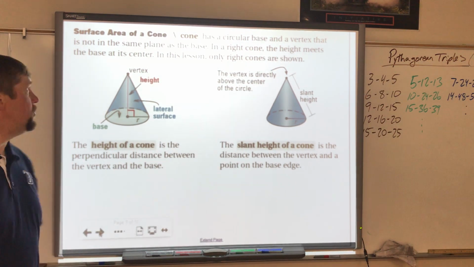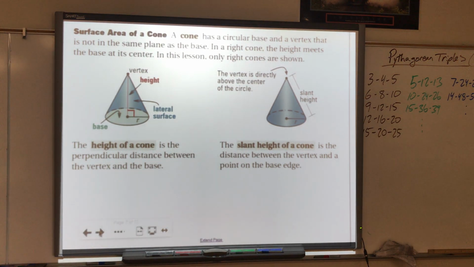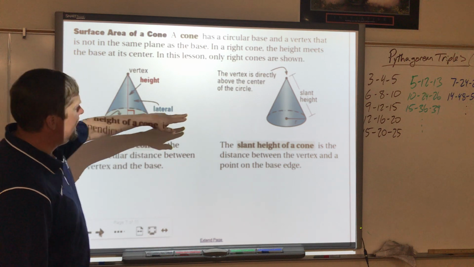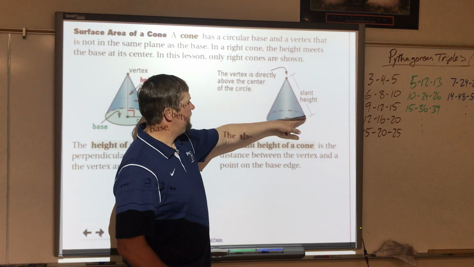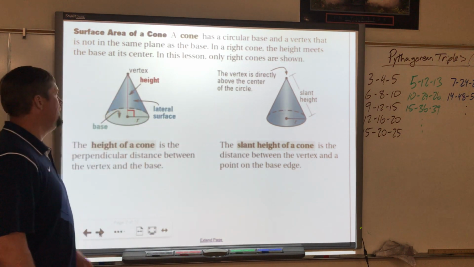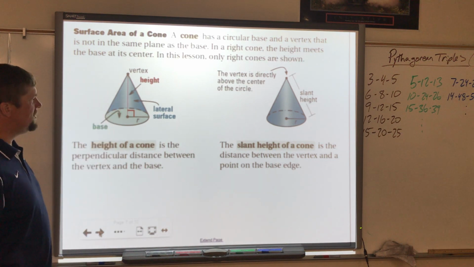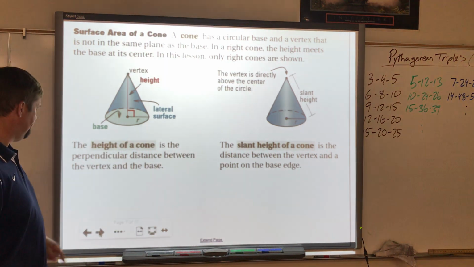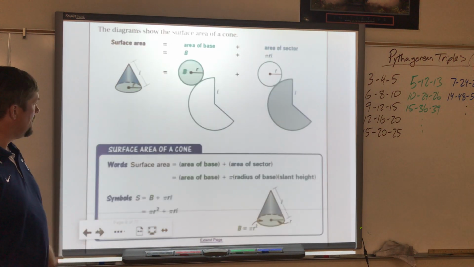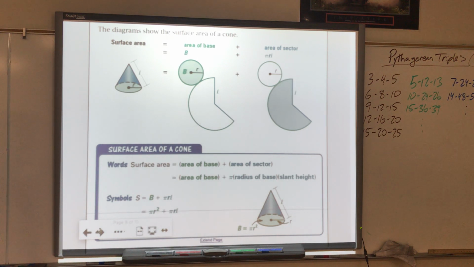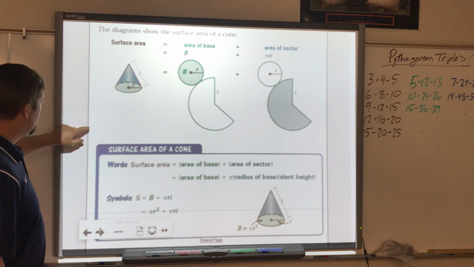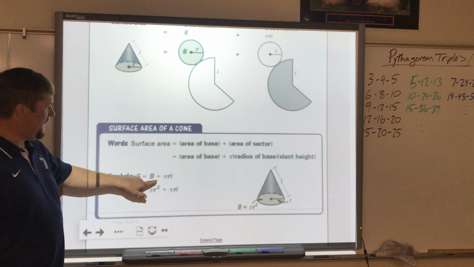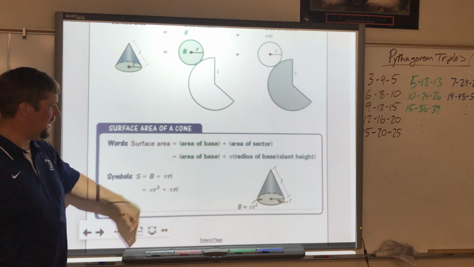Now we're moving on to the surface area of a cone. Just like the surface area of a pyramid, it's almost identical. The slant height is the height that goes from the vertex to the edge of the base. The height goes to the center of the base. And of course, the distance from the center to the edge is the radius. The area is almost identical to the pyramid. The area of the base plus pi RL.